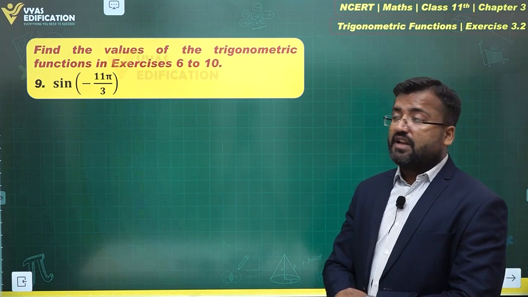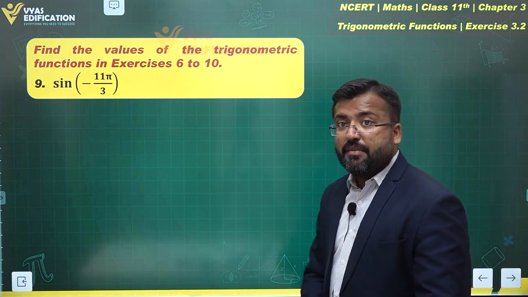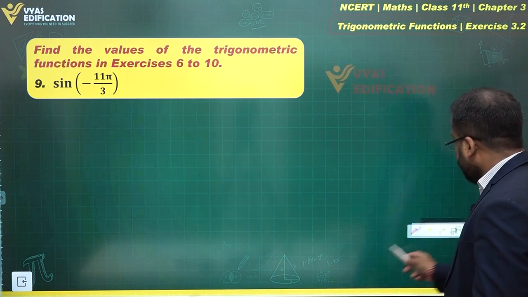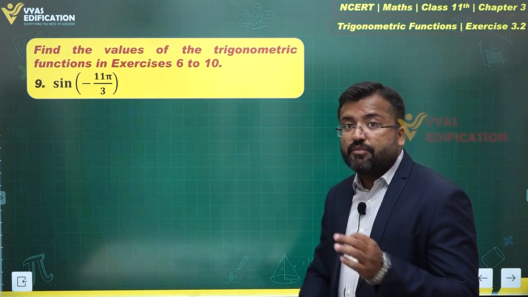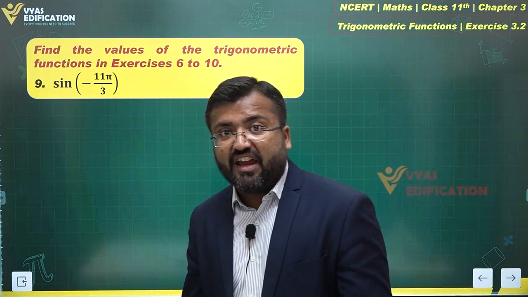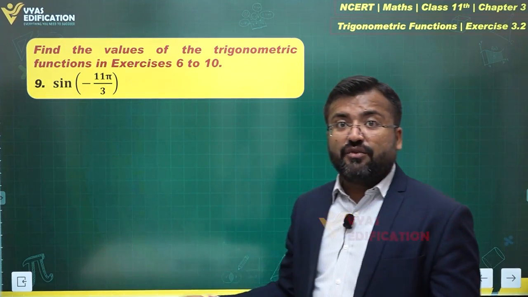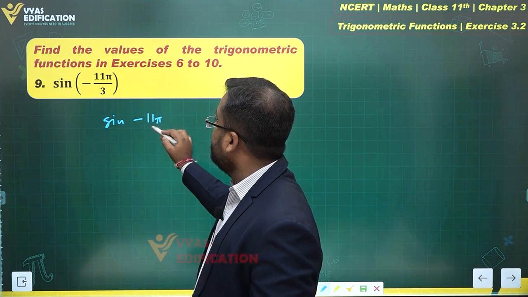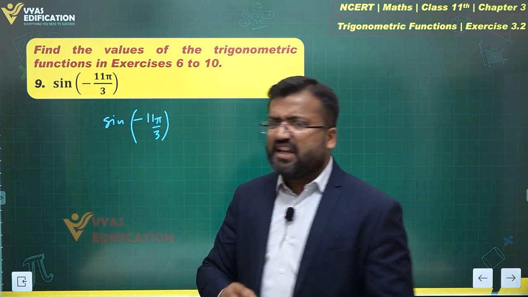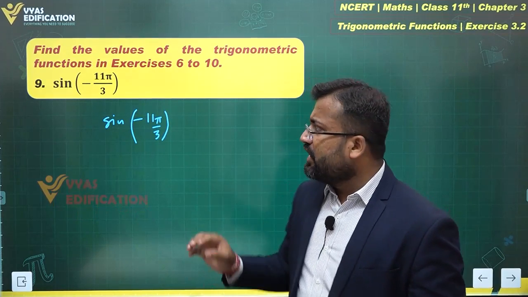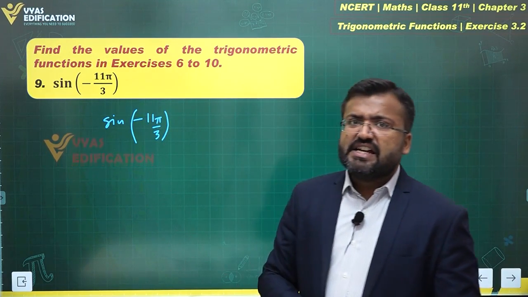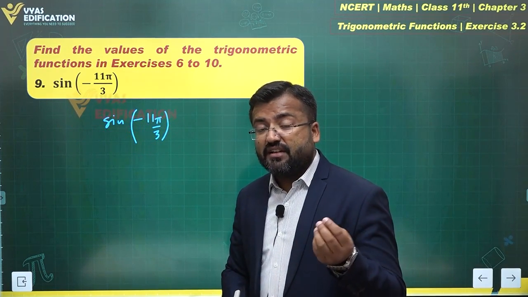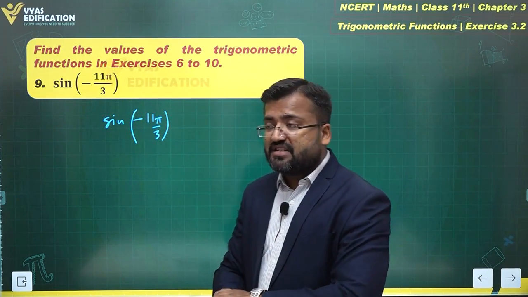Let us solve this one. Sine of minus 11 pi by 3. How do we go about solving this? We should remember one thing, that we can add or subtract multiples of 2 pi without changing the value of a trigonometric function. Now this minus 11 pi by 3, you can observe, 11 by 3 is actually close to 4, right? So maybe we can add or subtract 4 pi, something of the sort.